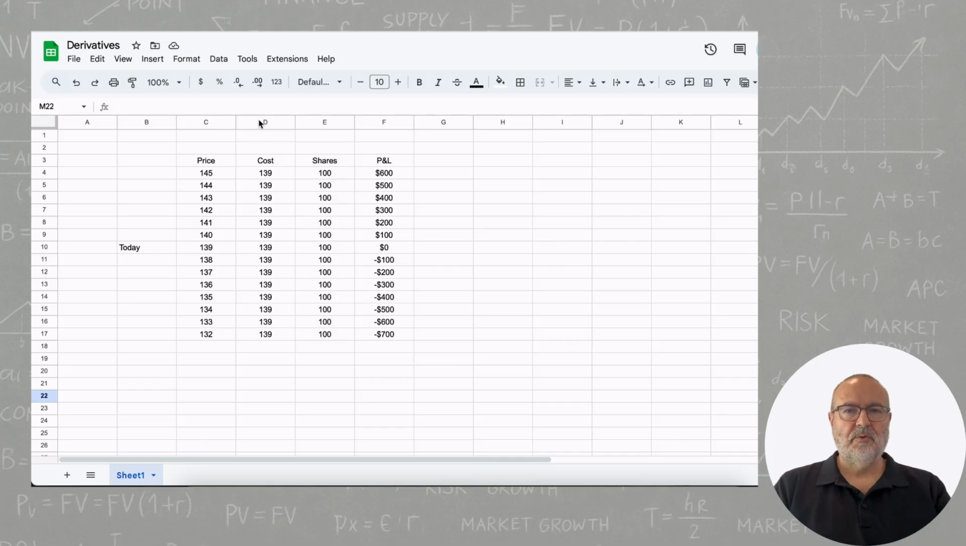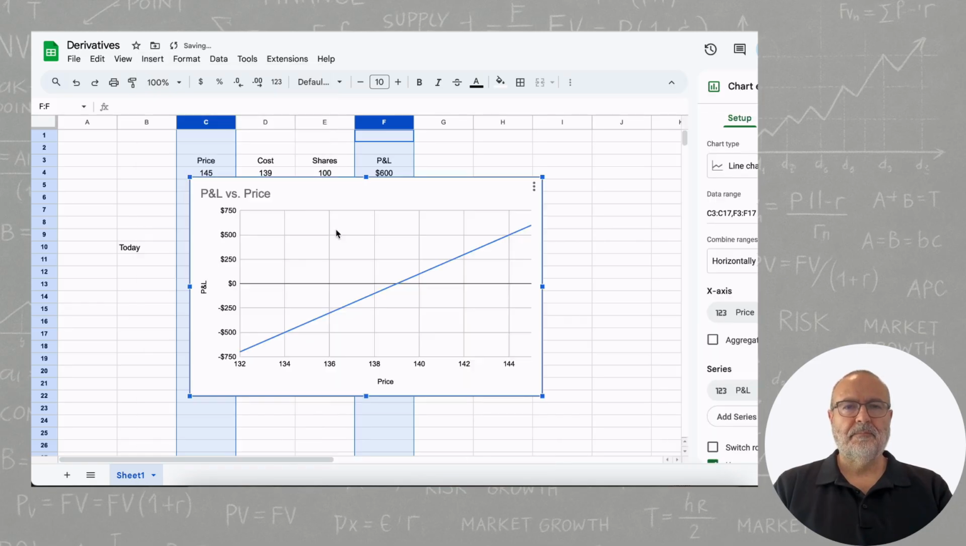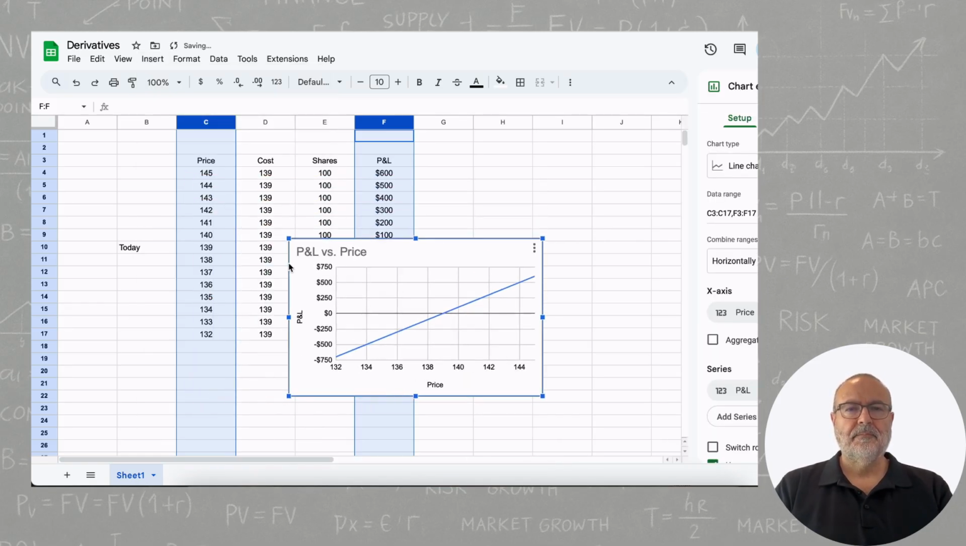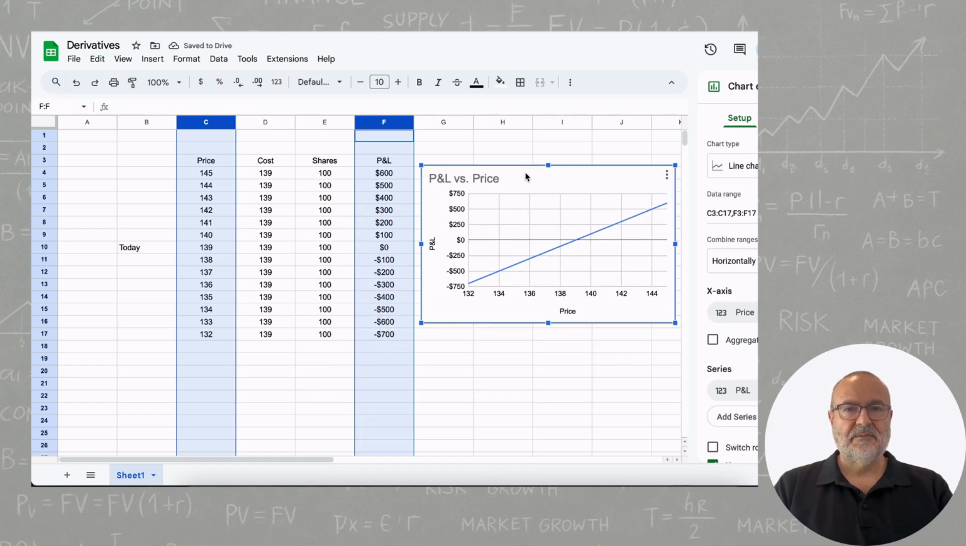Finally, we will draw a profit and loss chart. Notice the change in profit and loss as the spot price changes. This is our scenario analysis for a long stock position.